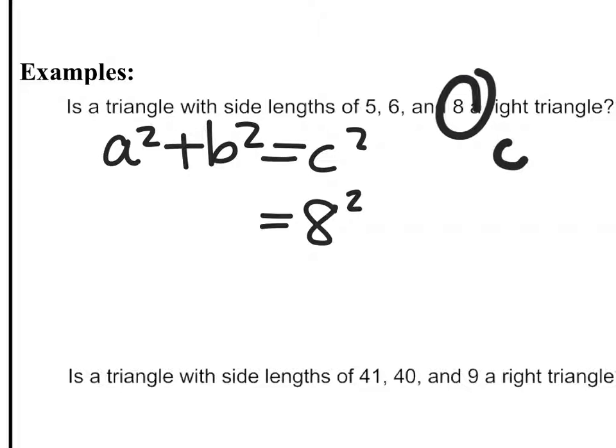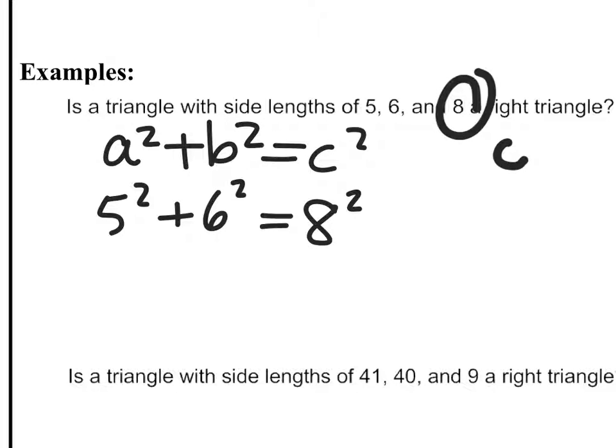Sebastian, what do you want me to put for A? 5. Sure. So the other one, B, is going to be 6. Because A and B are interchangeable. They're the legs. There's 2 of them. Doesn't matter, you could do 6 squared plus 5 squared equals 8 squared. It does not have to be in numerical order.